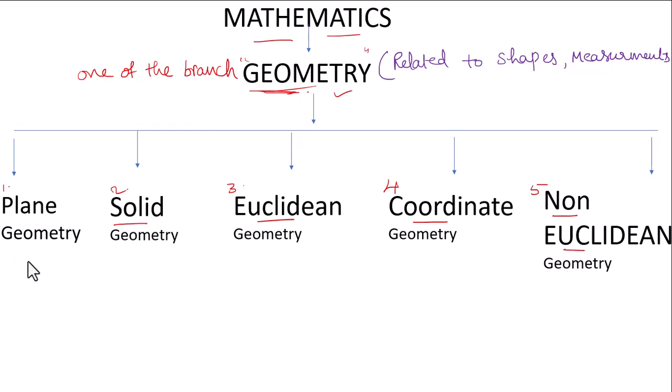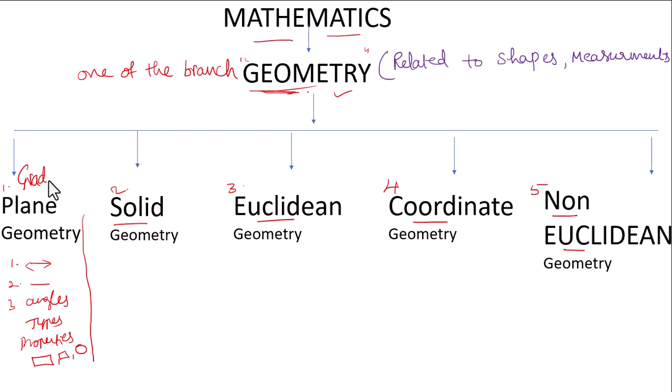In plane geometry, what we are going to learn, you all know very well: the line segment, angles, types of angles, and properties of the shapes you mentioned, like rectangle, square, circle. These we will learn in plane geometry, that we will learn in grade 6.